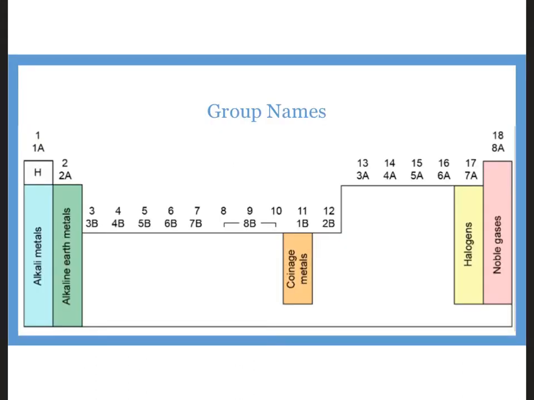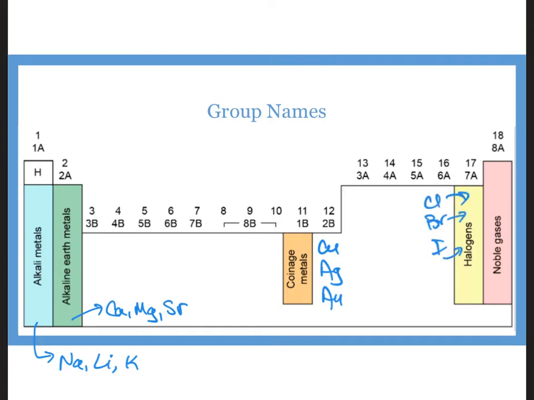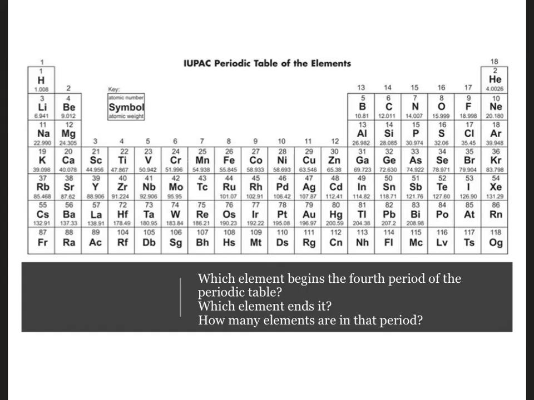Certain groups have names to describe them according to their chemical properties. Group 1 is composed of the alkali metals, including sodium, lithium, and potassium. Group 2 contains the alkaline earth metals, including calcium, magnesium, and strontium. Group 11 contains the coinage metals you're familiar with, copper, silver, and gold. Group 17 contains the halogens, such as chlorine, bromine, and iodine, while Group 18 contains the noble gases we saw on an earlier slide. Let's pause here to see how well you can apply this information.